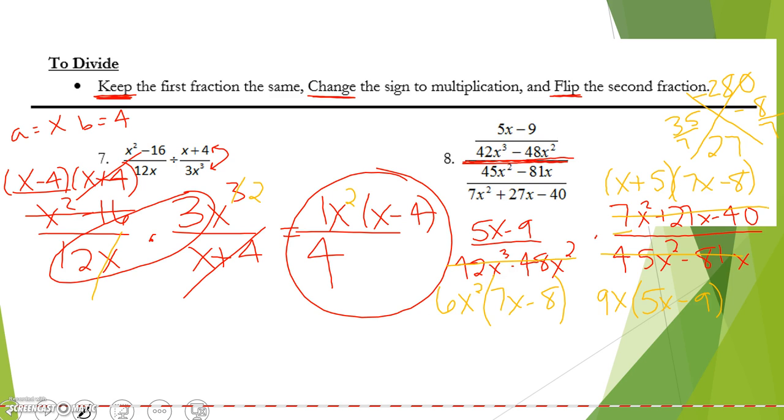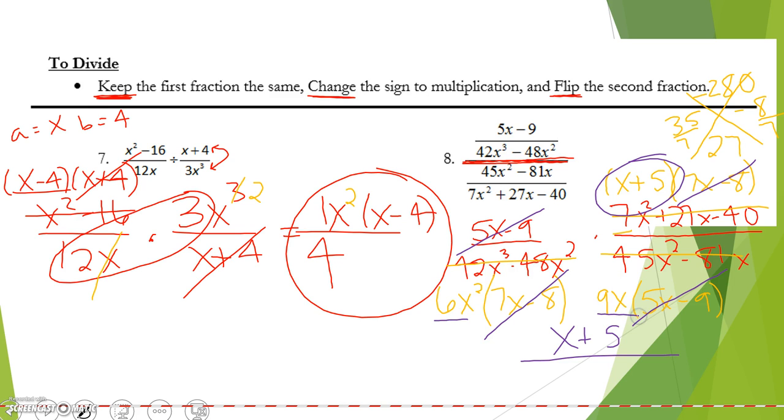So now I can start canceling things out. So this 7x minus 8 can be gone. This 5x minus 9 can be gone. All right, what I'm left with on top is this x plus 5. And on bottom, I'm left with these two monomials. So I can't cancel them because they're both on the bottom, so I'm just going to multiply them together. 6 times 9 is 54. I have x squared over here. I have an x over on the other one, so that's x cubed. And that is my final answer.